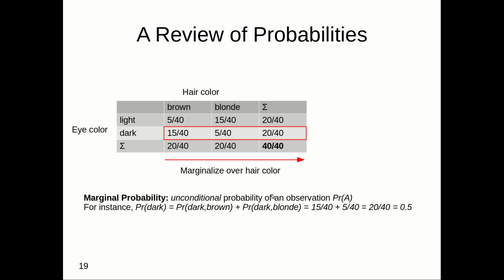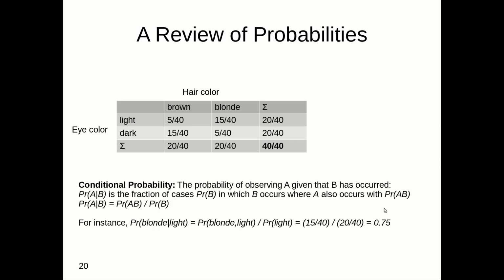Once again, the marginal probability, just to remember that, is the unconditional probability of an observation A. So for instance, the probability of observing somebody with dark eye color in our sample is the sum of the joint probabilities of observing somebody with dark eye color and brown hair plus the joint probability of observing somebody with dark eye color and blonde hair, and this is 0.5. And so now here's the interesting thing. The conditional probability is the probability of observing A, given that B has occurred.